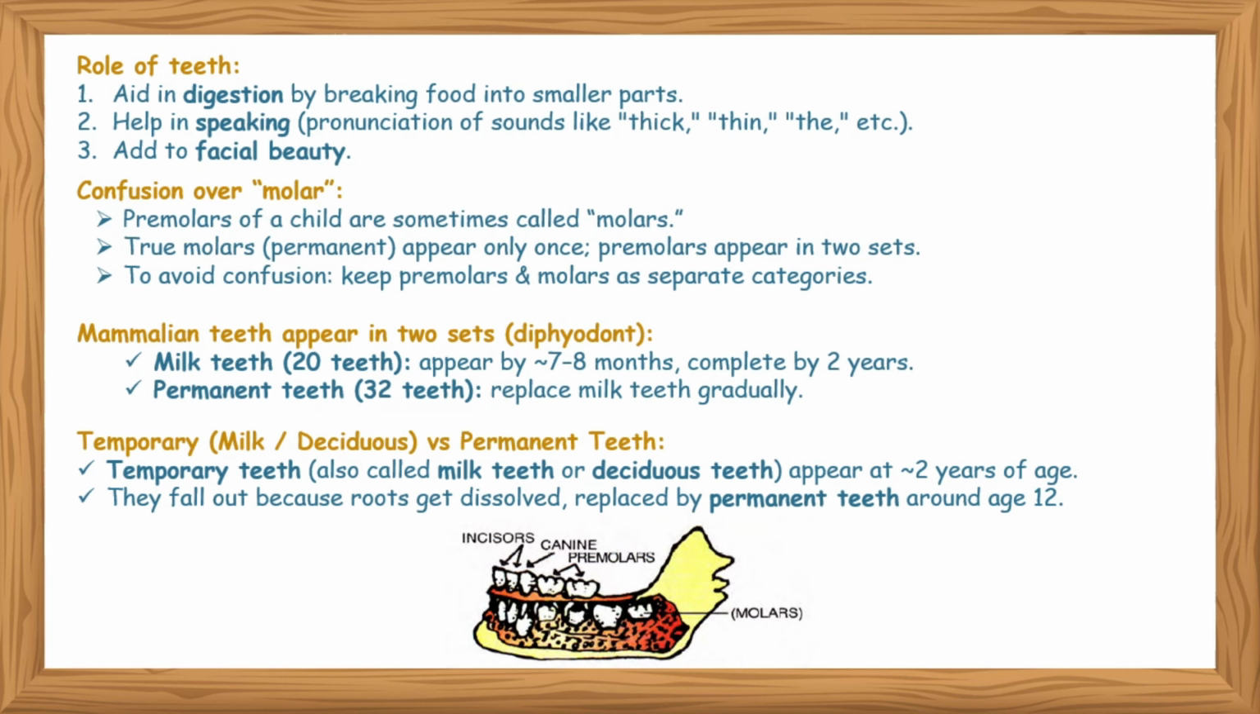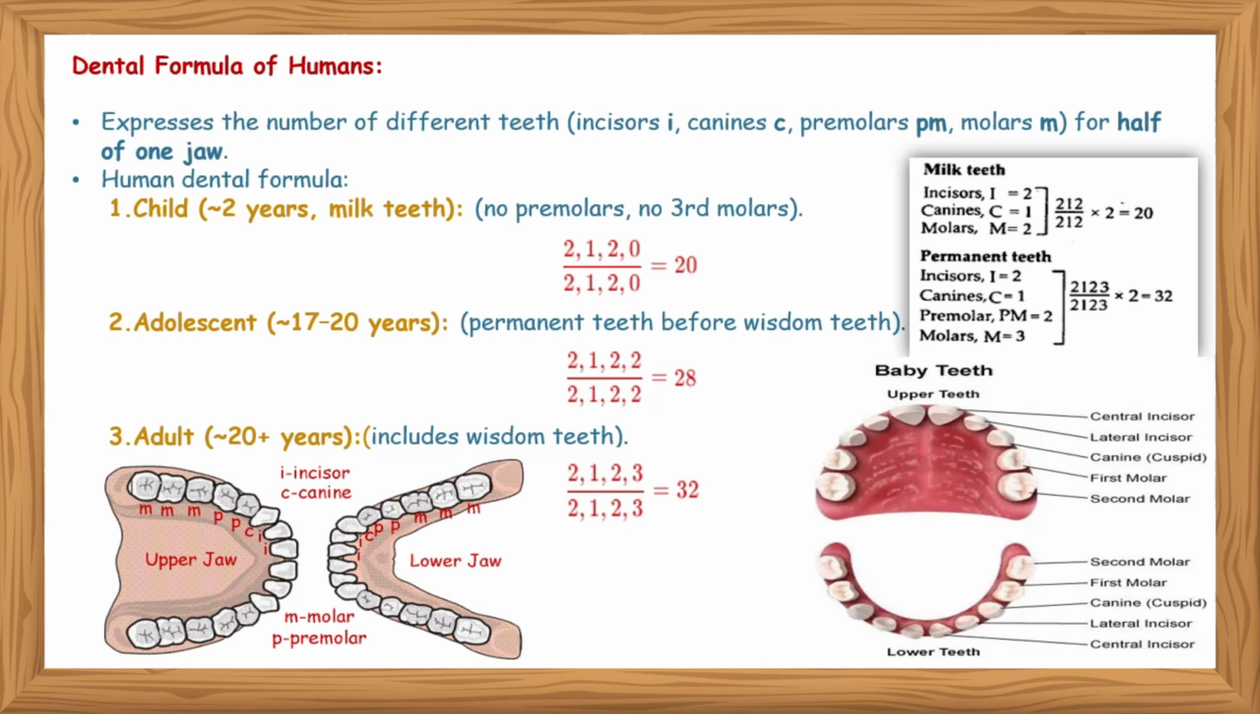The temporary teeth, also called milk teeth or deciduous teeth, appear at about 2 years of age. They fall out because the roots get dissolved. They are replaced by permanent teeth around the age of 12. The dental formula of humans expresses the number of different teeth like incisors I, canine C, premolar PM, and molars M.